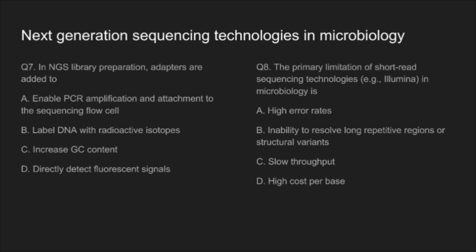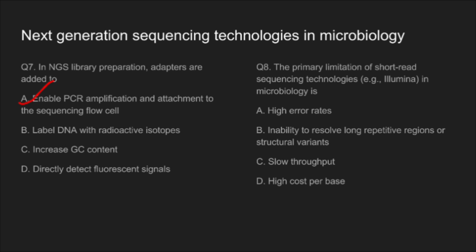B. Label DNA with radioactive isotopes. C. Increase GC count. D. Directly detect fluorescent signals. The correct answer for this question is option A. Enable PCR amplification and attachment to the sequencing flow cell. So here the adapter allows the fragment to bind to the flow cell and serve as a primer site during amplification and sequencing.